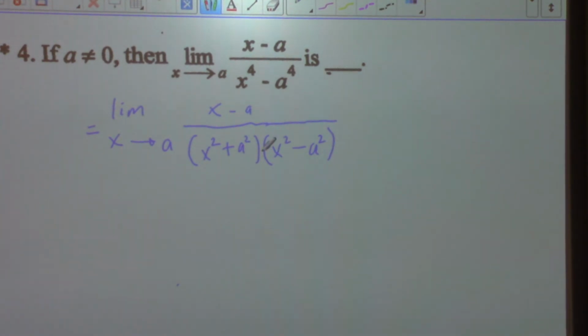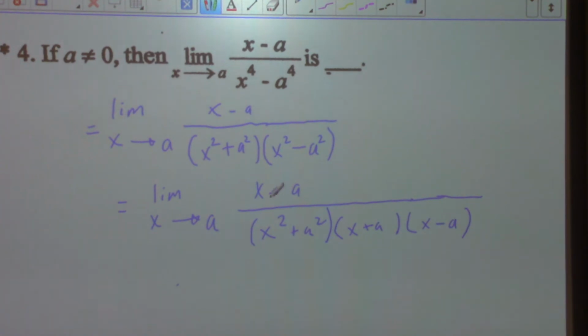So now we still have 0 over 0, but can we further factor this out? We have x squared plus a squared, which is unfactorable. What about this? Ah, it's another difference of squares. So it'd be x plus a and x minus a.